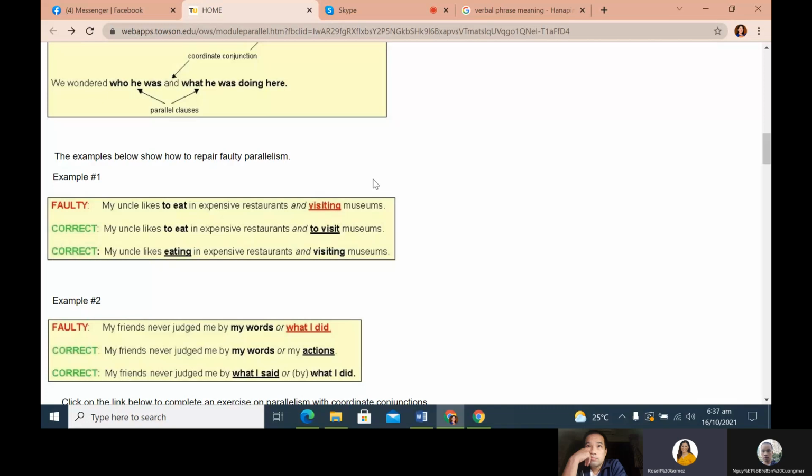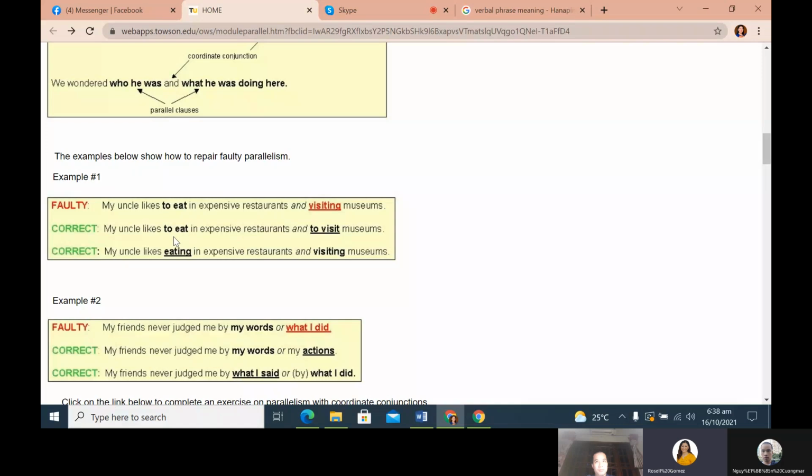Now, look at the correct sentence. These are the two ways you can make this sentence correct. You can choose whether you will decide on the infinitive or the ing form of the verb. In the first sentence, you have the correct: My uncle likes to eat in expensive restaurants and to visit museums. This is grammatically correct because you are using parallel structure.